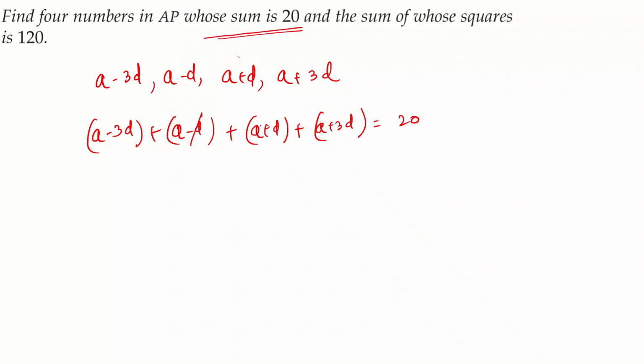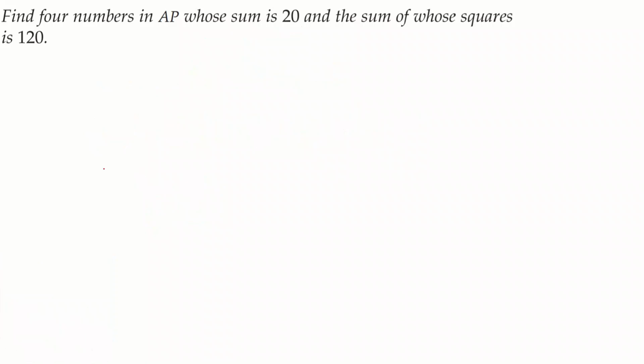So minus D plus D cancels out, and minus 3D plus 3D cancels out. A plus A plus A plus A gives us 4A is equal to 20. That gives us A is equal to 5. 20 by 4 is equal to 5. So I get the value of A. That's simple. And now I just have to find out the value of D.